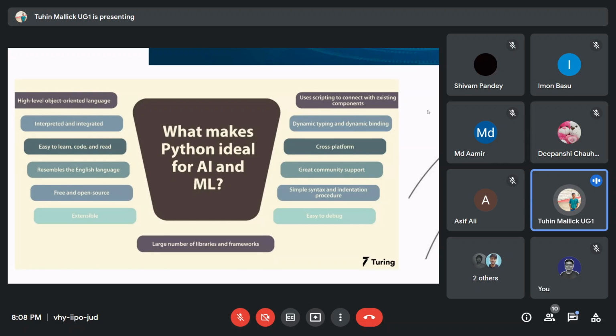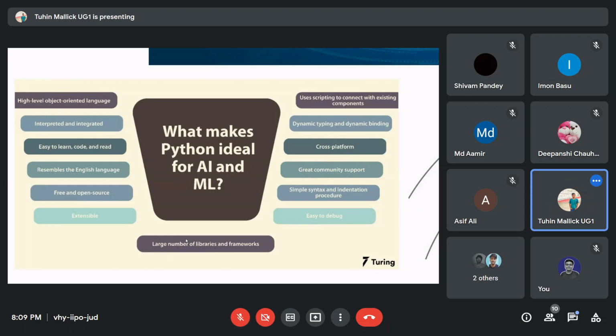It has a great community support, a great community of data scientists and programmers, as I have already mentioned time and again. Here there's simple syntax and indentation, and it's easy to debug. If there are errors, syntax errors or compilation errors, you can easily get a trace of that, unlike other languages. And last but not the least, here comes the large number of libraries and frameworks.